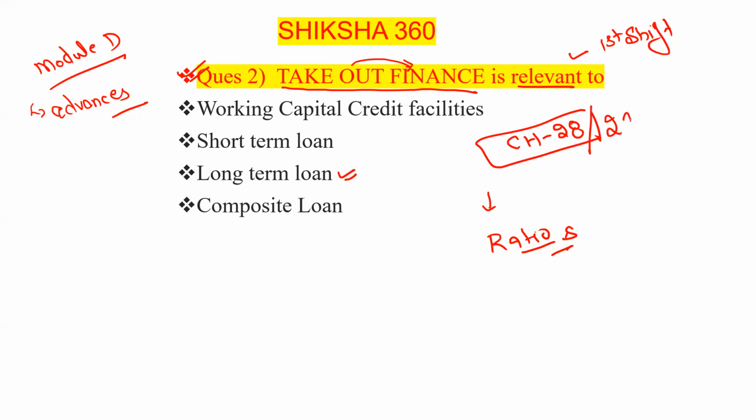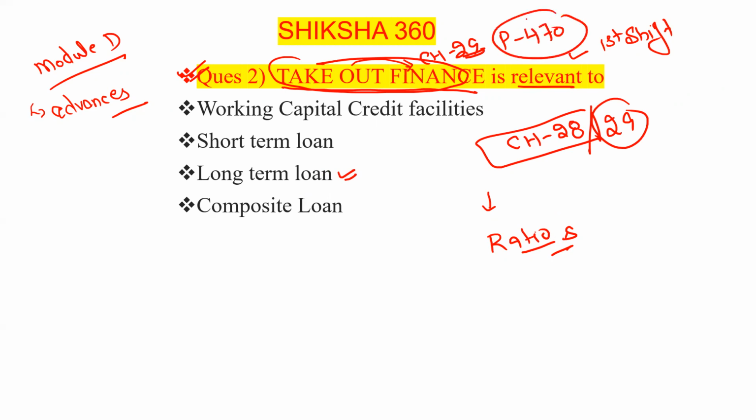Chapter number 28, 29. You will find this line in chapter number 29, on page number 470. Take out financing. We have to discuss the ratios also. Very, very important from the examination point of view.